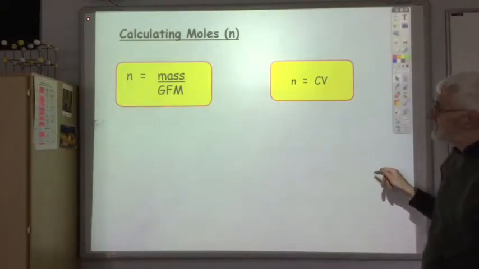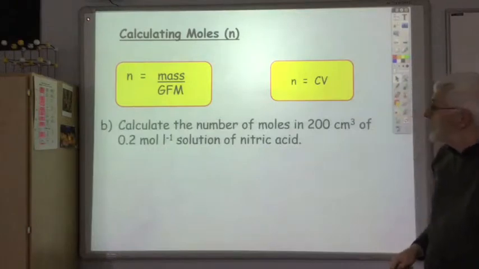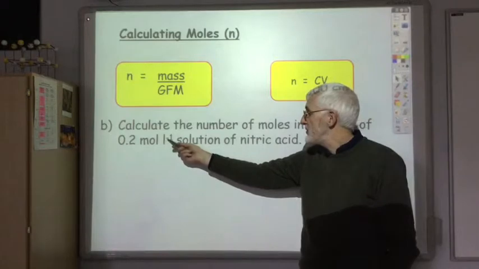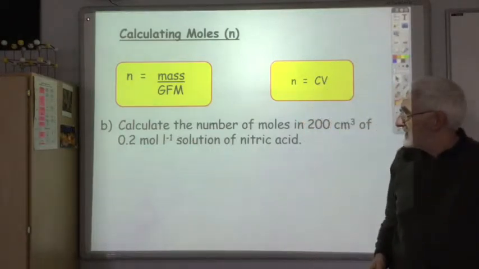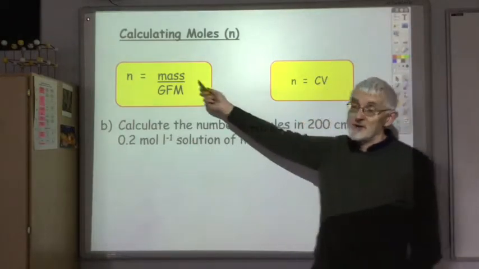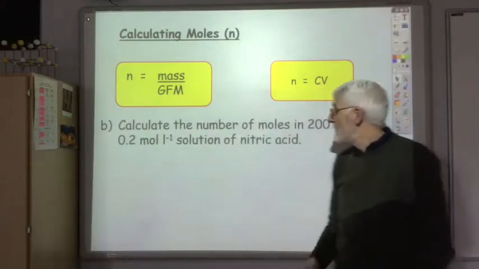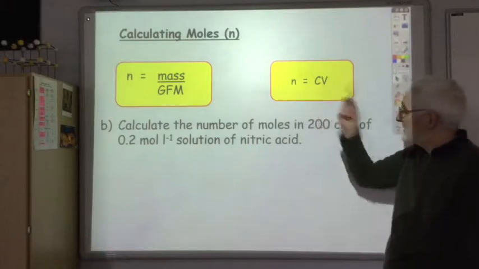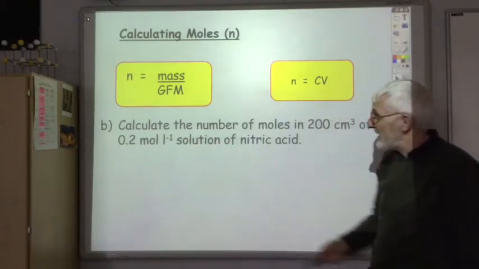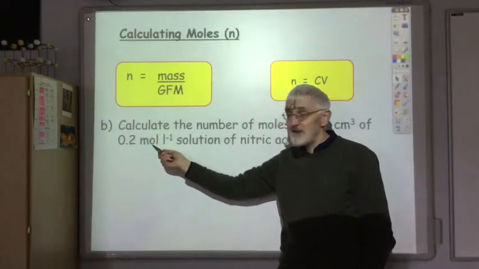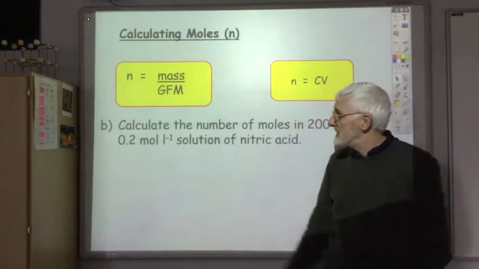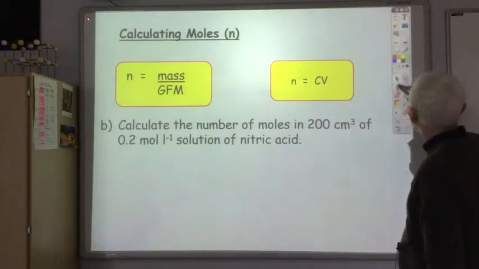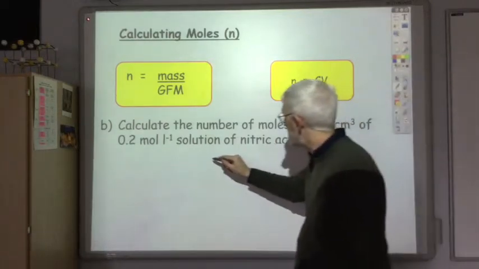Okay, let's look at a second example. Calculate the number of moles in 200 cubic centimetres of 0.2 moles per litre solution of nitric acid. So we're not told a mass, so we can't possibly use this equation. But we are told a volume and a concentration, so we can use this equation. Be very careful, sometimes people mistake this as a number of moles, but it's a concentration, it's moles per litre. So we're going to use the equation N equals CV.